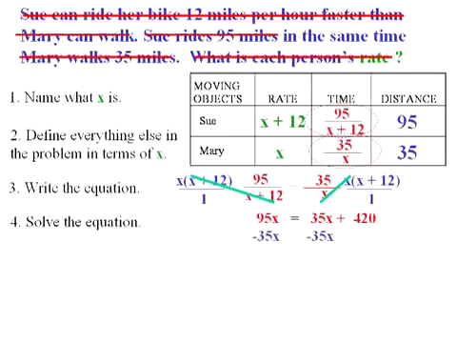Now let me solve this one. Much easier. Subtract 35x from both sides. And now all I have to do is divide by 60. And I get x is 7.